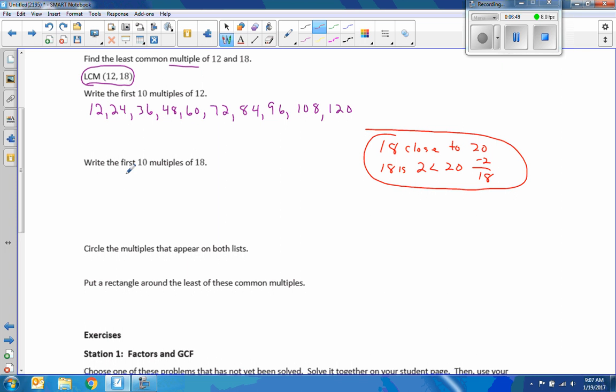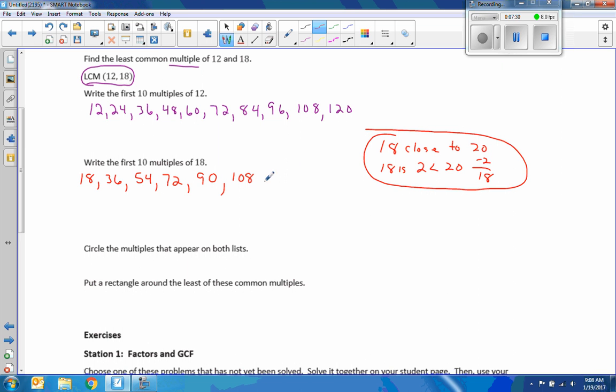So 18, add 2 to the 1s, subtract 2 from the 8, or 18 times 2. Add 2 to the 3s, subtract 2 from the 6. And that gives us 18 more than what we started with. 54 plus 20 is 74, but I don't want 20, I want 18, so I subtract 2 from the 4. That makes sense. Add 2, subtract 2. 90 plus 18, 108.